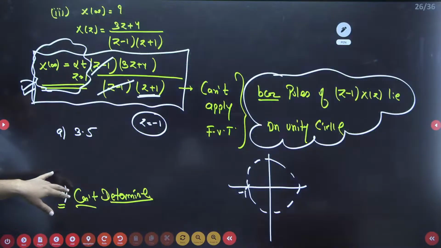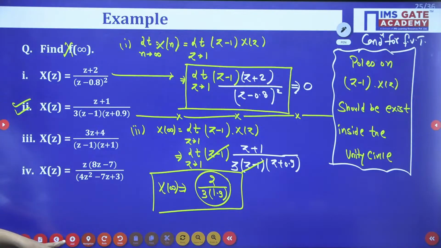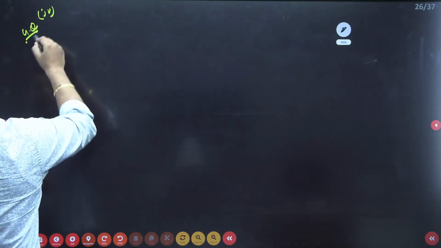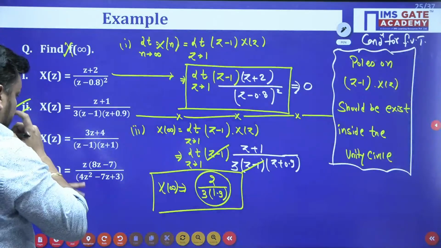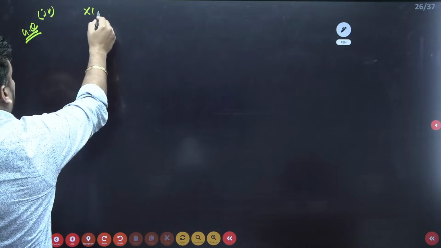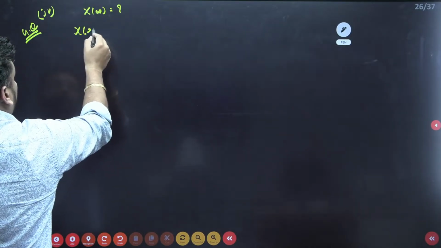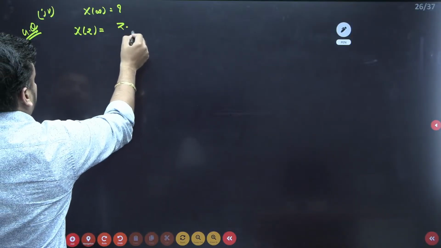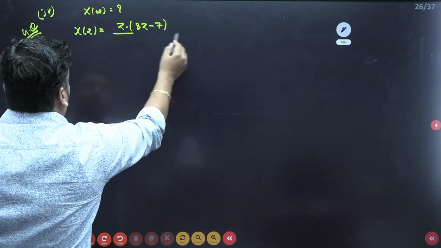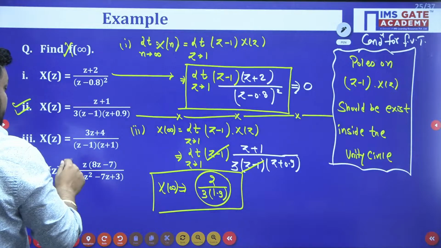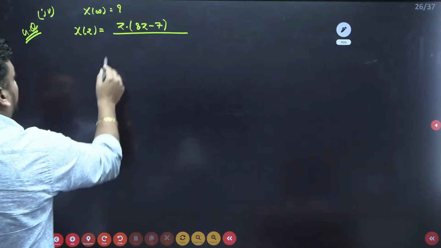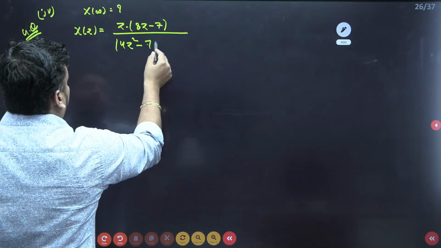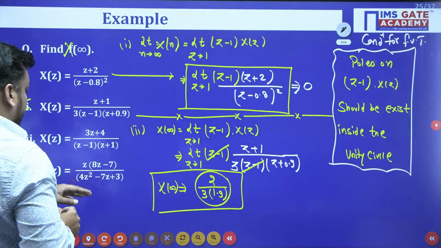So here the correct answer is option D, can't determine. Now I am going to question number 4, by the way a GATE 2005 question. I am just writing it as an example. We have to find x infinity, where X(z) is given as z into 8z minus 7 upon 4z square minus 7z plus 3.